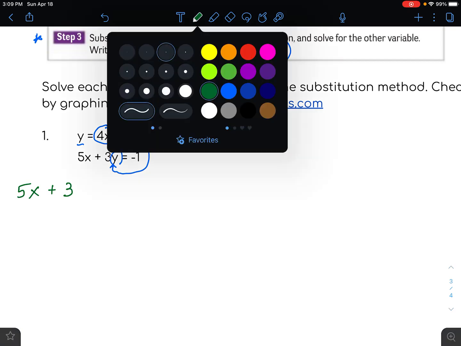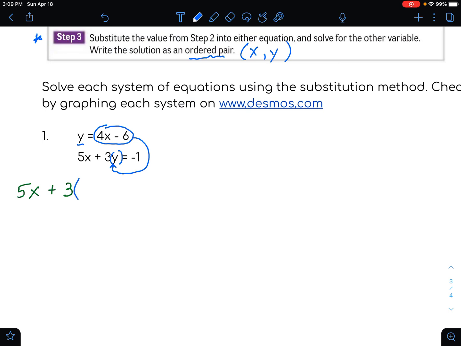All right. So I'm going to rewrite that second equation, 5x plus 3y, and then we're going to do our substitution there. So instead of 5x plus 3y, remember we're putting 4x minus 6 in for the y. We're replacing the y with that. And that is the substitution step, equals -1. So we're just rewriting that equation with that substitution step done.